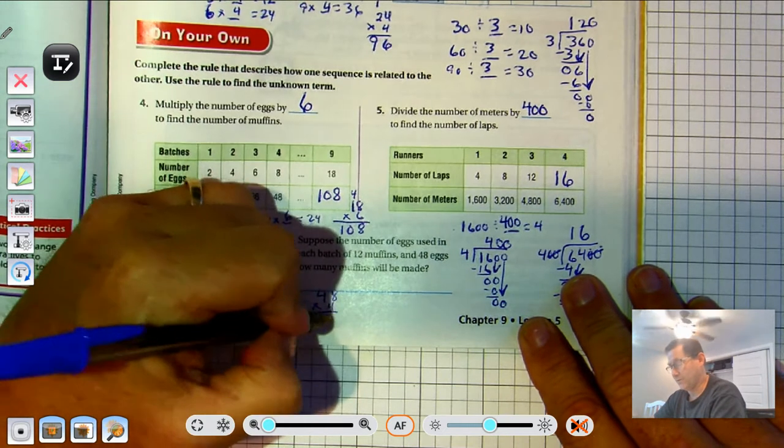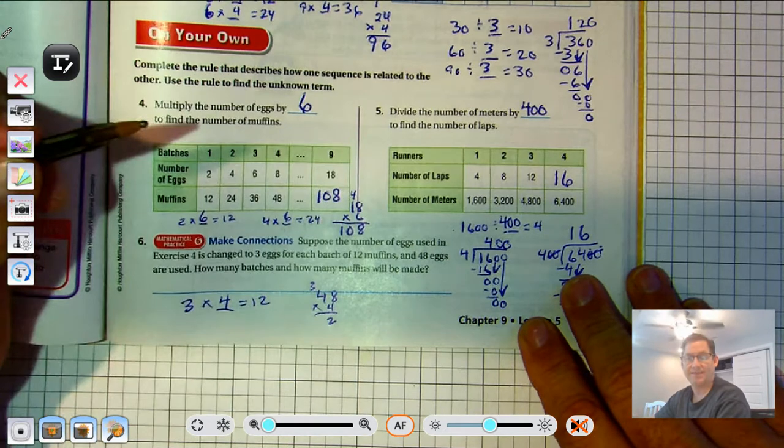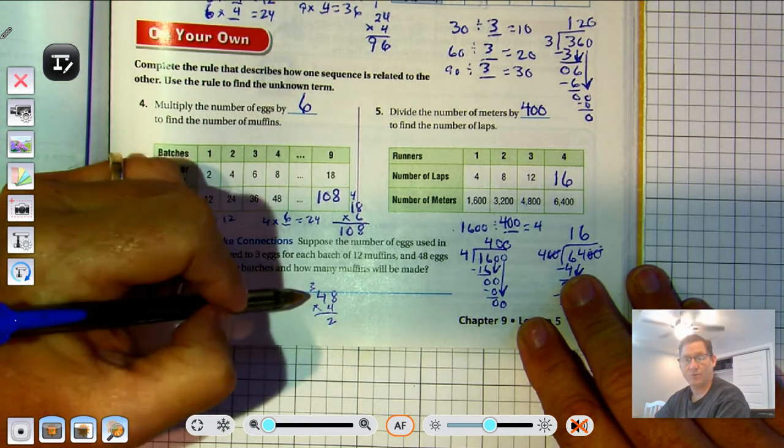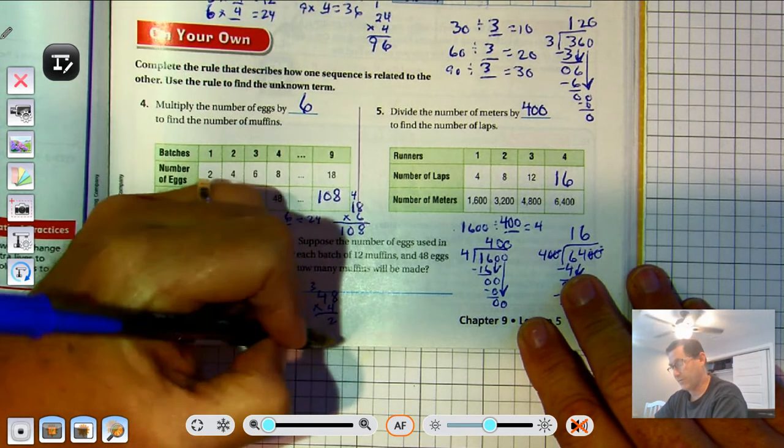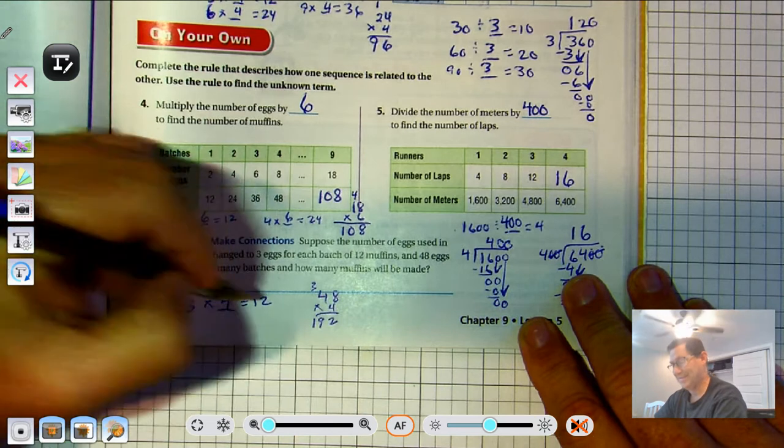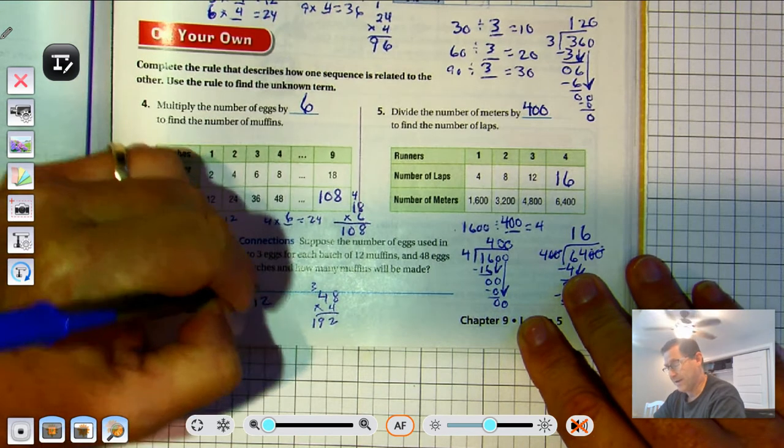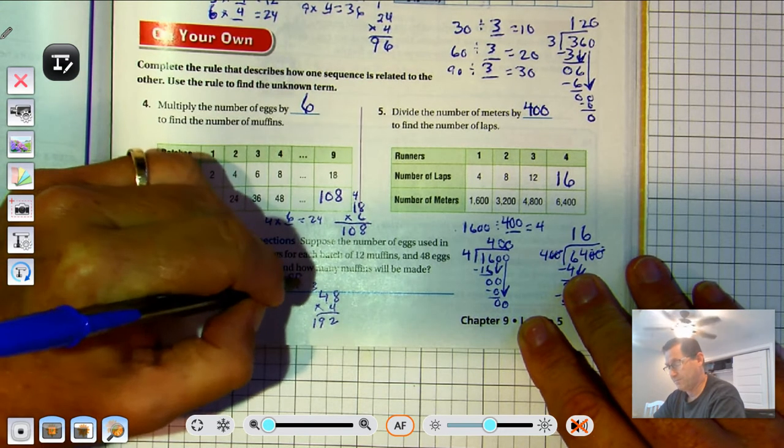8 times 4 is 32. Regroup as 3 tens and 2 ones. 4 times 4 tens is 16, plus the 3 regrouped tens is 19. So we make 192 muffins.